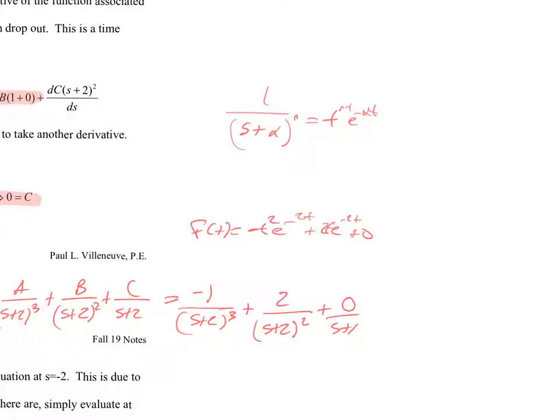Let me write that out a little bit neater. F of t equals negative t squared e to the minus 2t plus 2t e to the minus 2t plus 0. So anytime you have a squared higher order term, you manifest that with a t term up there. That's really how you deal with multiple roots. Multiple roots you don't often have to deal with because most real-world systems would not have the same pole in the same location. That's pretty atypical, but you do it for completeness.